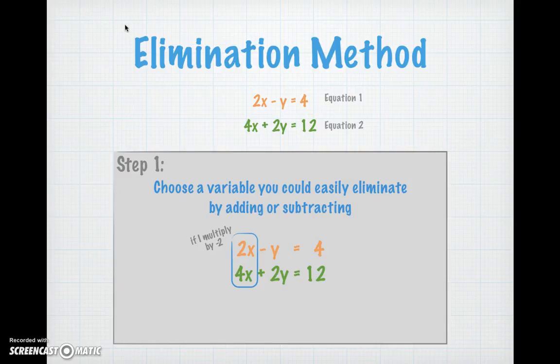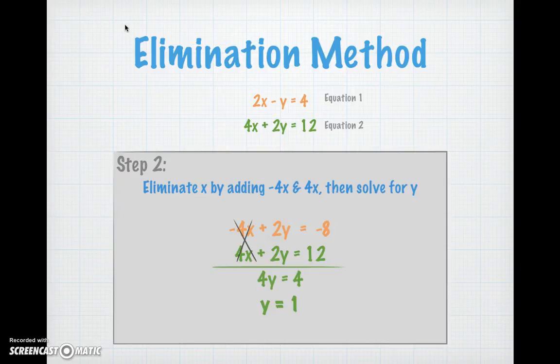We have to follow the golden rule of math, which is if you do something to one side of the equation, you have to do the same thing to the other side. So when I multiply it by negative 2, I then get negative 4x plus 2y equals negative 8. Now that I have a negative 4x over my 4x in the second equation, I can easily eliminate my x variable. That leaves me with my y variable, which when added together equals 4y. And on the other side of my equation, if I add negative 8 and 12, that will give me a positive 4. Thus, I find that my y equals 1.